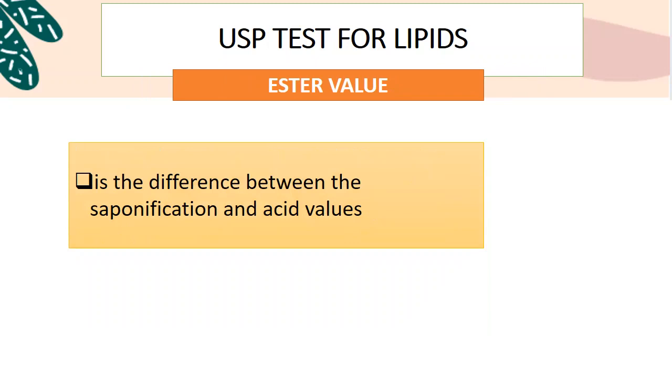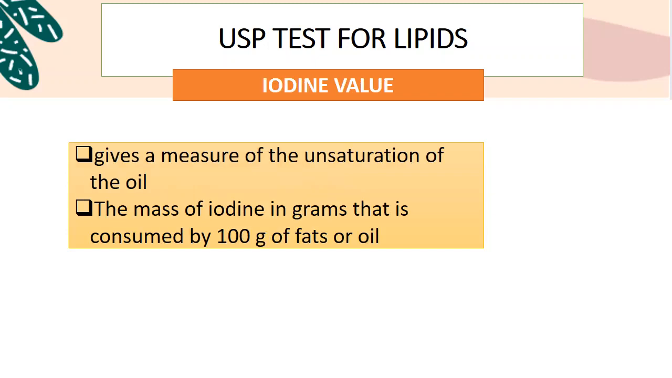Also, we have your ester value. This is the difference between the saponification value and your acid value. And for your iodine value, another USP test or quantitative test for lipids, it gives a measure of the unsaturation of the oil. When we say unsaturation, that means the hydrocarbon bond, or the double bond, that is present in our oils.